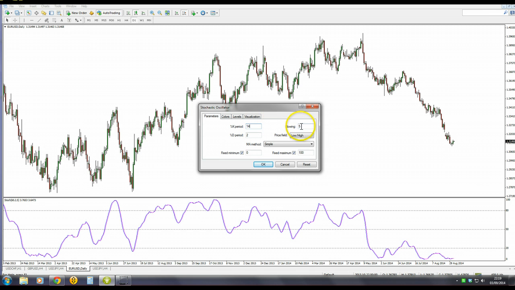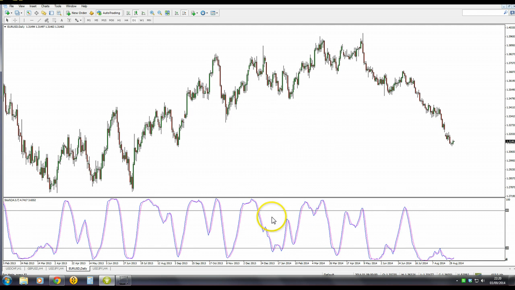What I like to use is a 14 K period, 7 slowing, 3 in a D period. Apply to close. Colours are fine, I'll use that. I take the 50 out. Don't want the 50 in there. Don't need it. And attach it there.